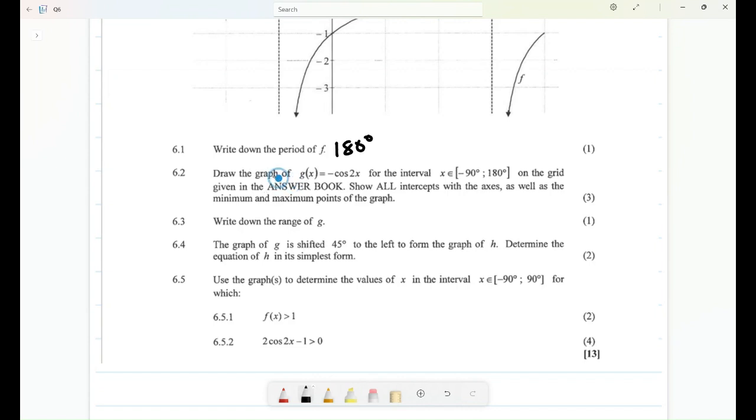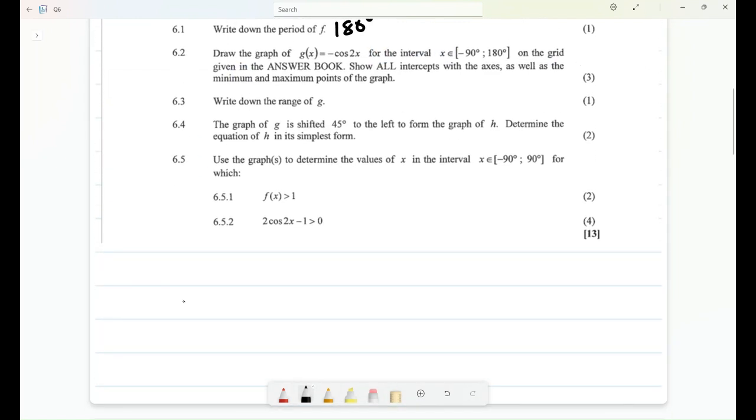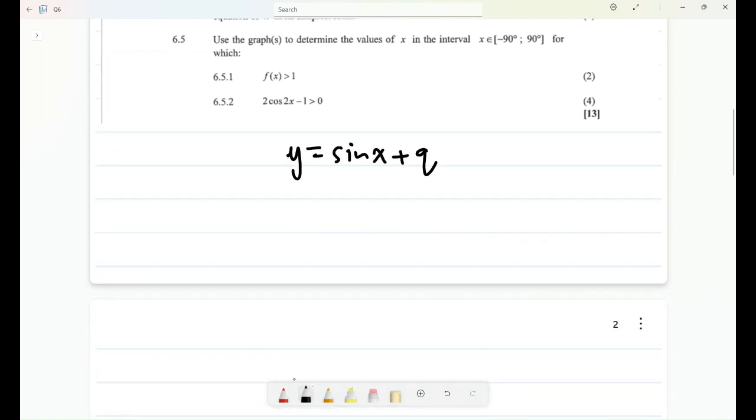Draw the graph of g of x. It is equal to negative cos 2x, and so on. Before I draw that, I want to show you this equation. Remember the normal one, it is sine x plus q from grade 10, where you have an amplitude of 1, and then this is just a vertical shift, whether it is going up or down, right?